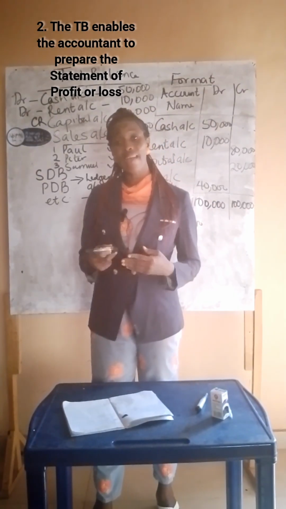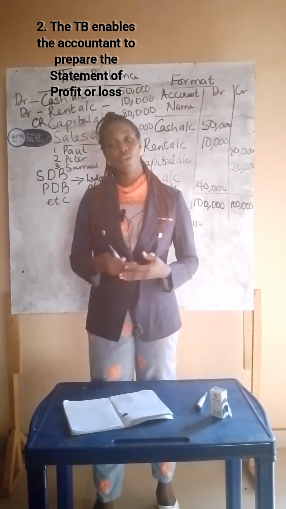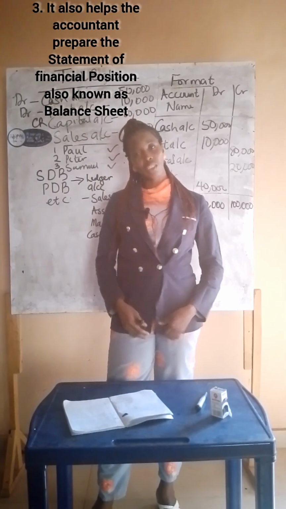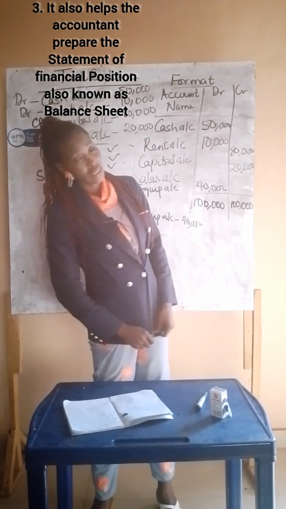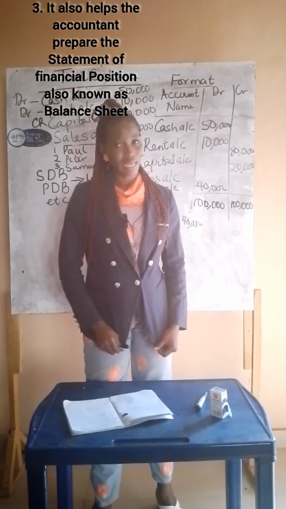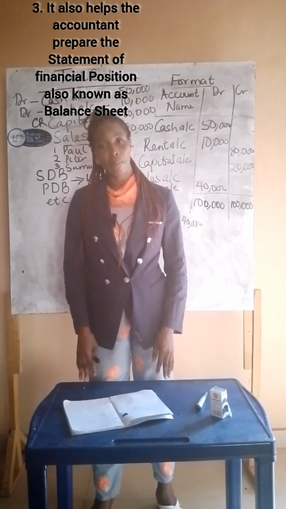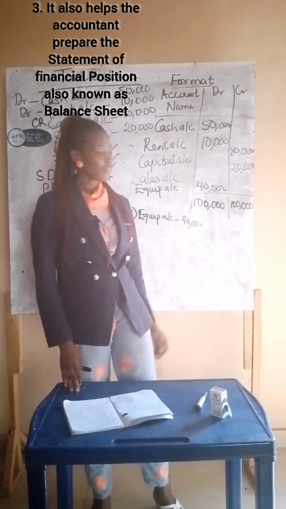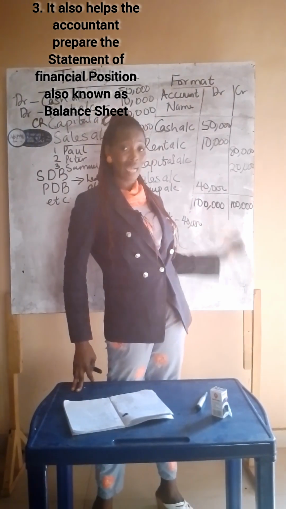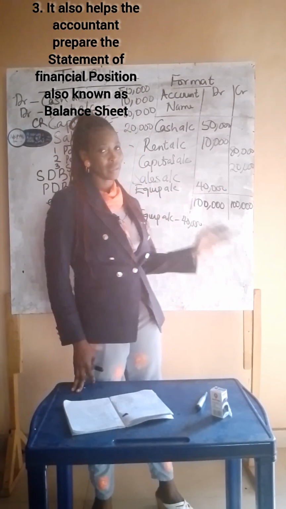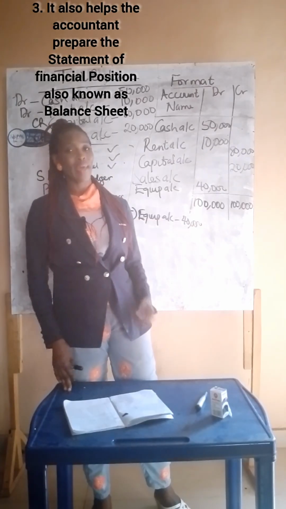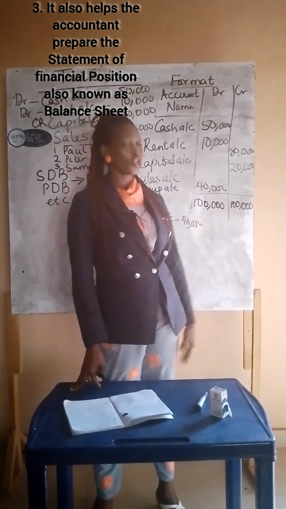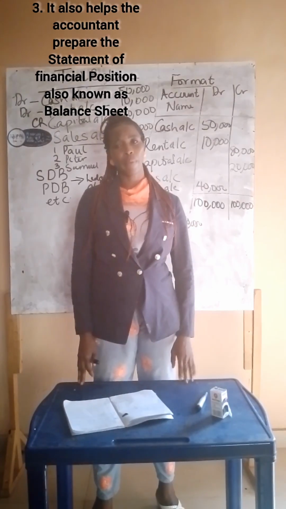So these are your final accounts, your statements of financial position, also known as your balance sheet, and your trading and profit and loss account are the accounts that will be prepared from this trial balance. So if these accounts balance, it's going to guide you as an accountant, as a student, to go ahead and prepare your final account. But if they do not balance, it will be very, very tough for you to prepare your final account.